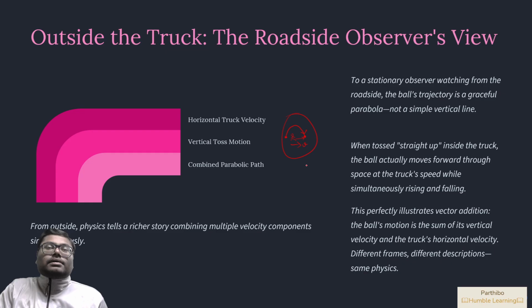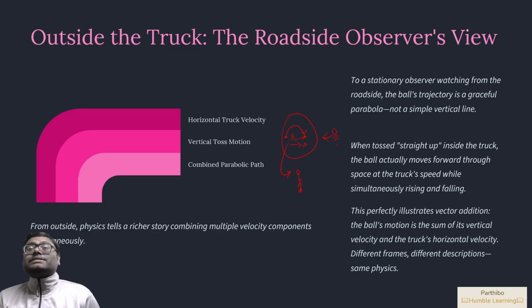Clear? But for the person inside the truck, what is the observation? He will see that the ball is moving upward, then coming downward. This is the observation of this person. So this one is the roadside observer. This is the person inside the truck, and with respect to this person inside the truck, this is the observation of the motion of the tossed ball.